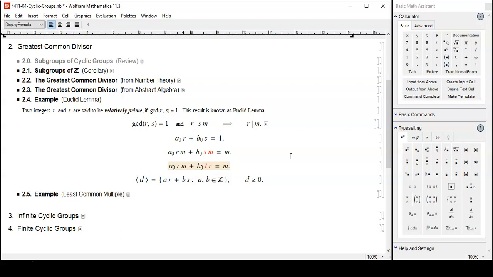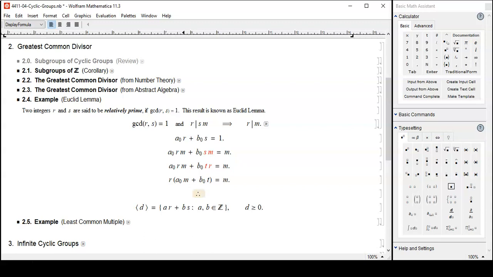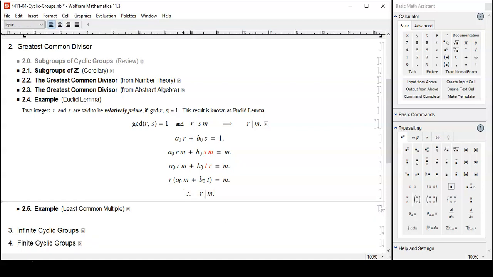R divides M. R belongs to here and also there. So if I factor R out, then I get A0 M plus B0 T, therefore R divides M. That's a computation and that's a proof.